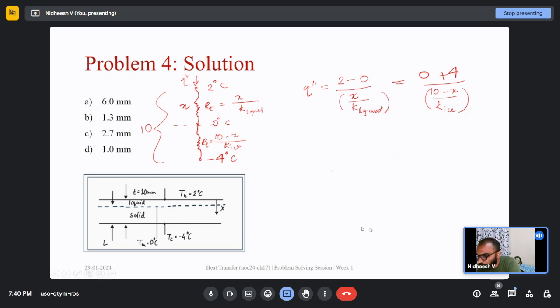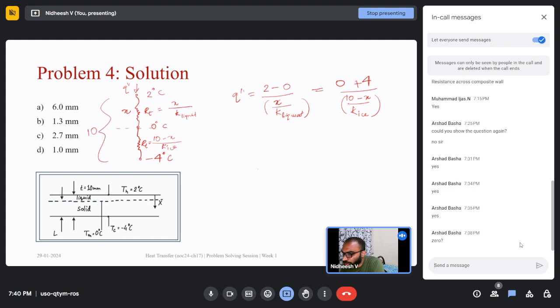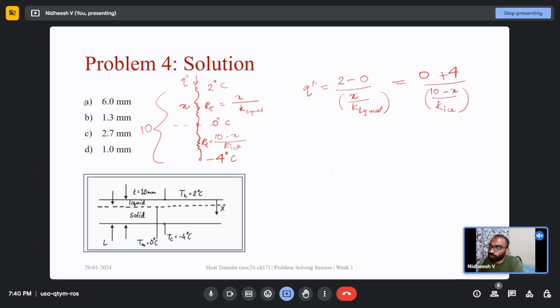There was some question in between. Let me check. Okay, Ashad is asking about 0. Yes, 0 would be the interface temperature, right? Because solid ice temperature is 0 degrees Celsius, and when the temperature goes beyond 0 degrees Celsius, it goes to liquid state. So the solid liquid interface temperature would be 0 degrees Celsius. Is that part clear, Ashad? Okay.